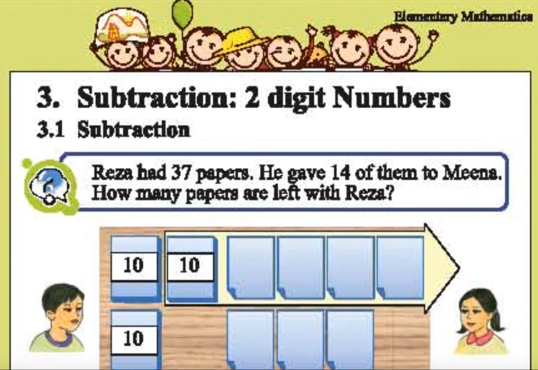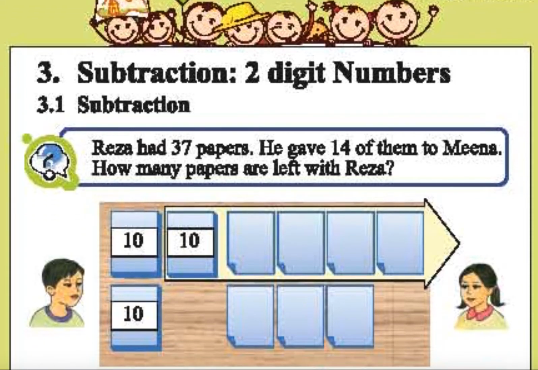Hi students, today we are going to look at the third chapter of the second standard elementary mathematics. Subtraction, two digit numbers.